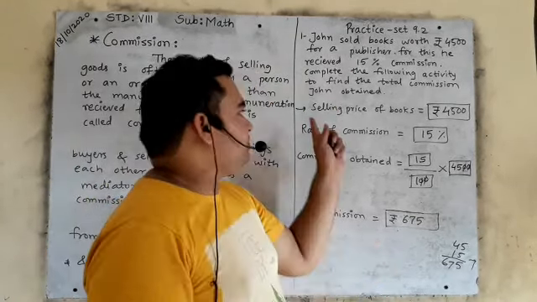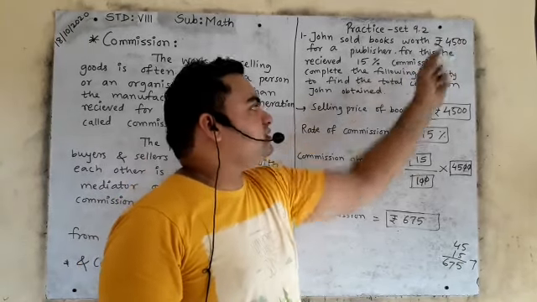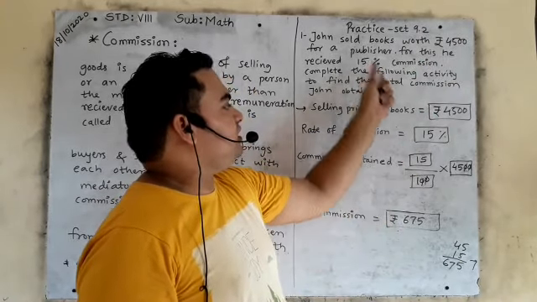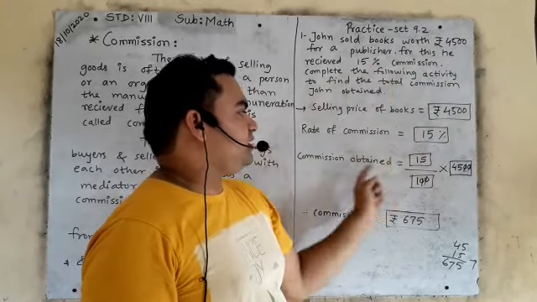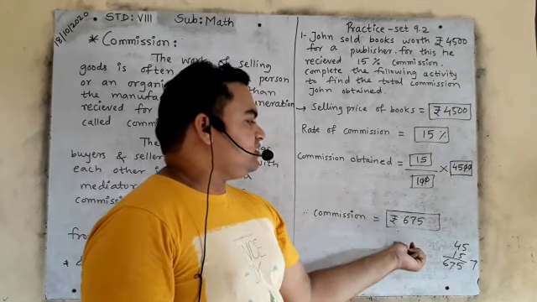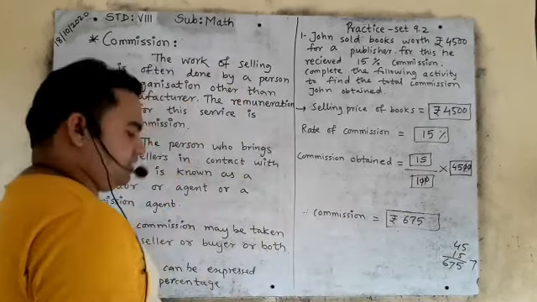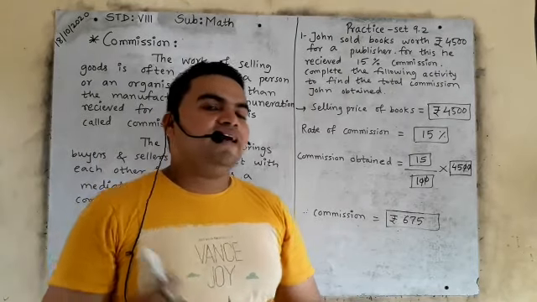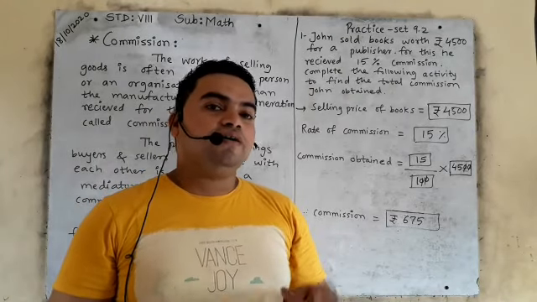Is it clear? Again I am saying, selling price of books is 4,500. Rate of commission is 15%. See, commission obtained. Commission किस पे निकाला जाता है? Selling price पर. So 15% means 15 upon 100, and it is on selling price. 0 will get cancelled. What will remain? 15 multiplied by 45. So the answer is rupees 675. Is it clear? So this is how you will find out the commission in rupees. And as I have said, discount we will find on mark price.